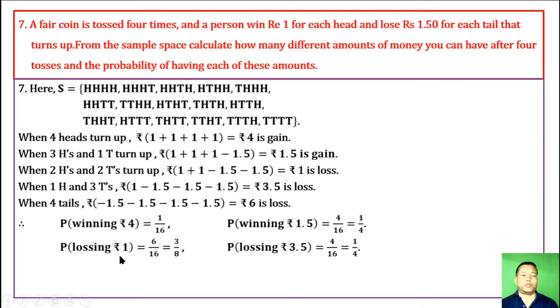Probability of losing rupees 1 is 2 heads 2 tails. The number of cases of 2 heads 2 tails out of 16 is 1 2 3 4 5 6, that is 6 by 16, that is 3 by 8. P of losing rupees 3.5, 1 head, is 4 by 16, that is 1 by 4. Probability of losing rupees 6, 4 tails, out of 16 is 1 case, so 1 by 16.